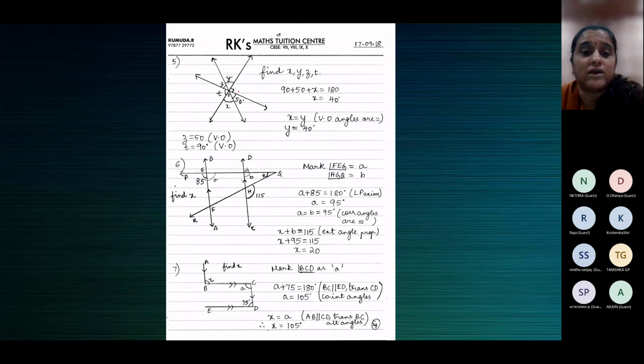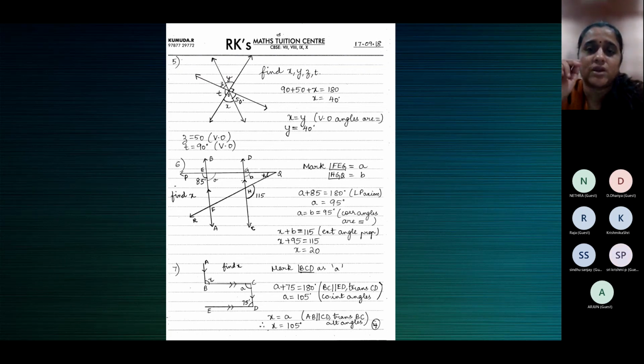Now, we should be very careful while identifying vertically opposite angles. To find x, y, z, and t, you can look for vertically opposite angles. When two or more lines meet at a point, vertically opposite angles are formed and they are equal. Or you can find a straight line and use the angles on it. The sum of the angles formed on a straight line is equal to 180 degrees.